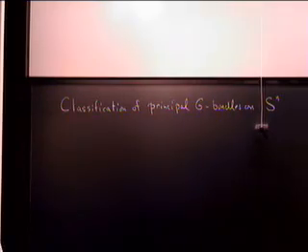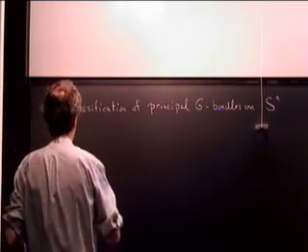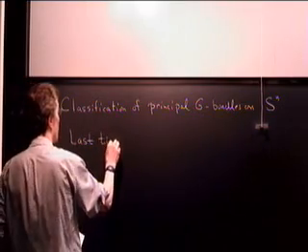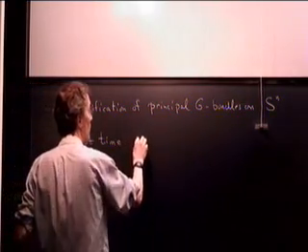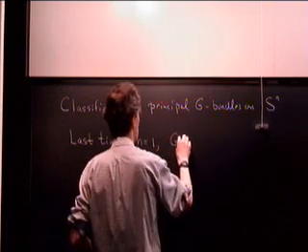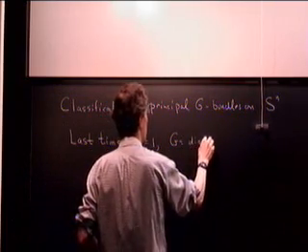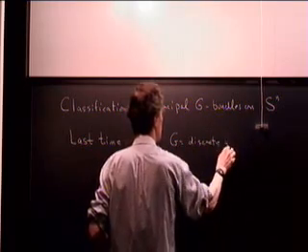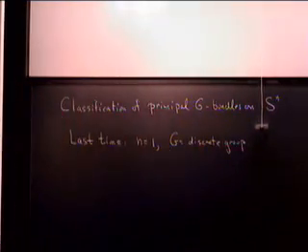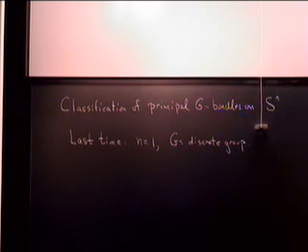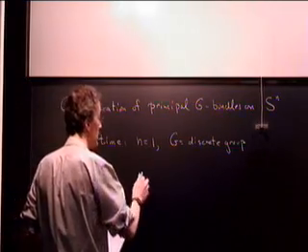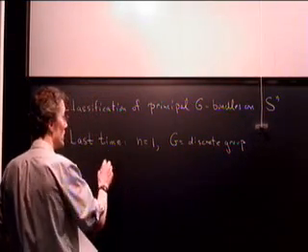Now, at the end of last time, I went through the argument for n equals 1 and G equal to a discrete group. And I won't repeat that argument because the general argument is going to be very similar, and I'm going to do it in just a moment. But first, let me remind you what the answer was.